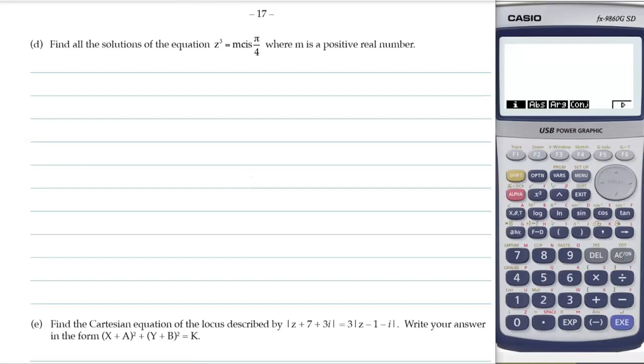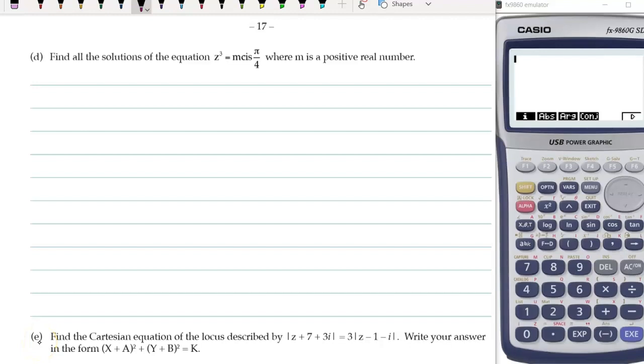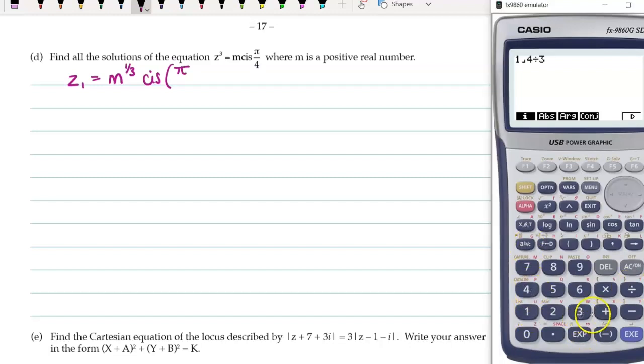Okay, finding these solutions for z cubed means we are using de Moivre's theorem. Now it's already in polar form, so that's helpful. So our first solution, we will do the cube root of m, which is m to the third, and the argument gets divided by 3. So 1/4, if you need to check it, you can just pop it on the calculator. 1/4 divided by 3 is 1/12, so it's pi by 12.